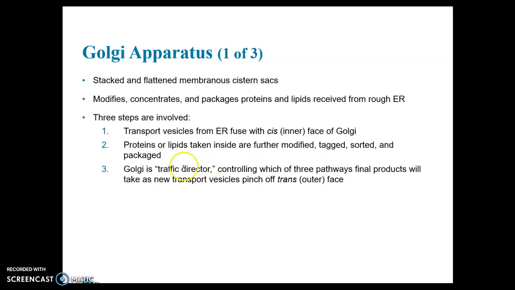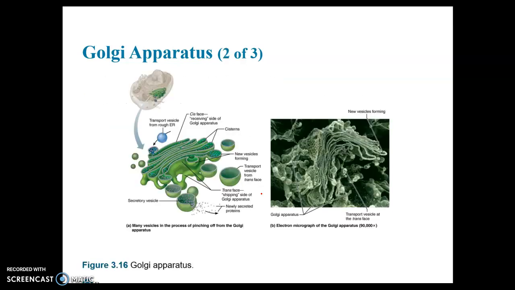There are 3 steps involved. Step 1, transport vesicles form from the ER, fuse with the interface of the Golgi apparatus, and then the proteins or lipids are taken inside, further modified, and they're tagged, sorted, and packaged. And this is like a factory type system. And they're packaged into transport vesicles, and they pinch off from the Golgi.